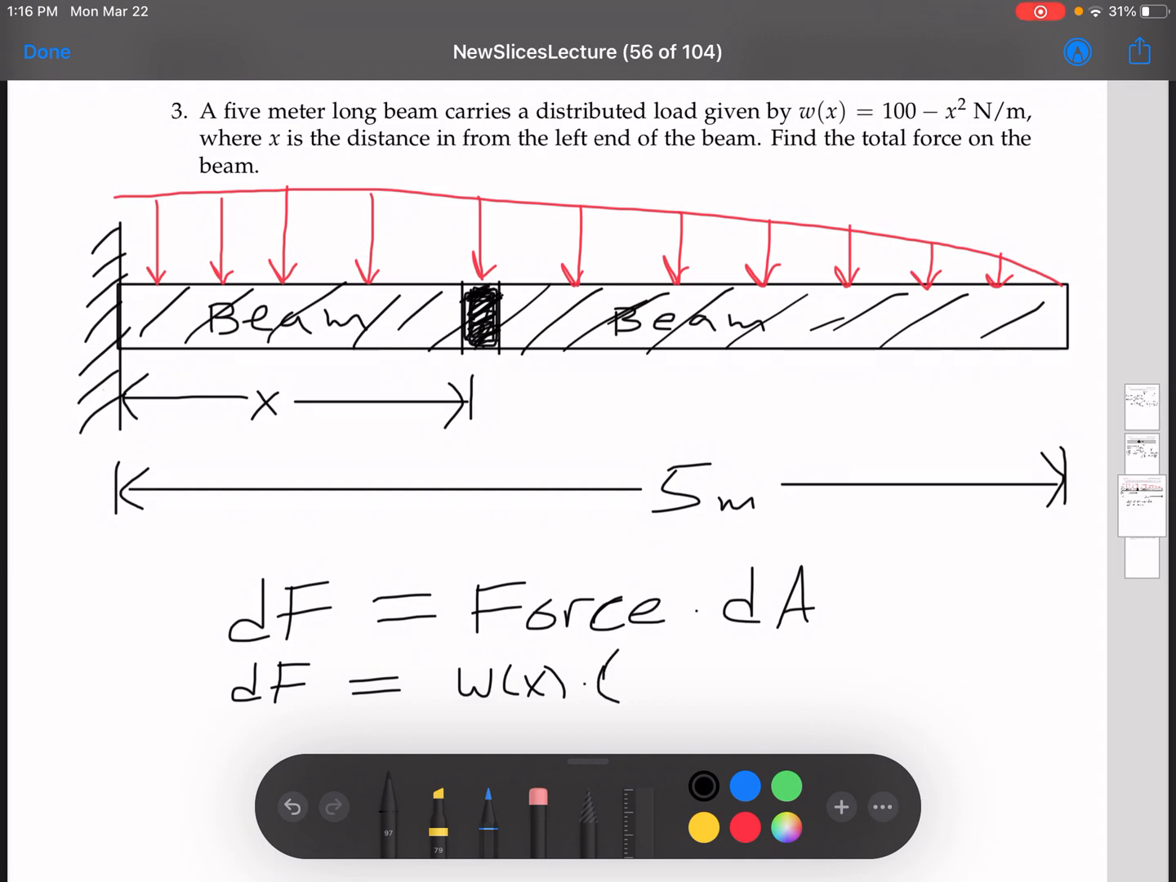Now remember, we're thinking of this as a one-dimensional object. Even though the beam does have some y dimension, we'll think of that y dimension as 1. So this will be 1 times dx. You can think of the width of this arbitrary rectangle that I have here in black. The width here is dx.